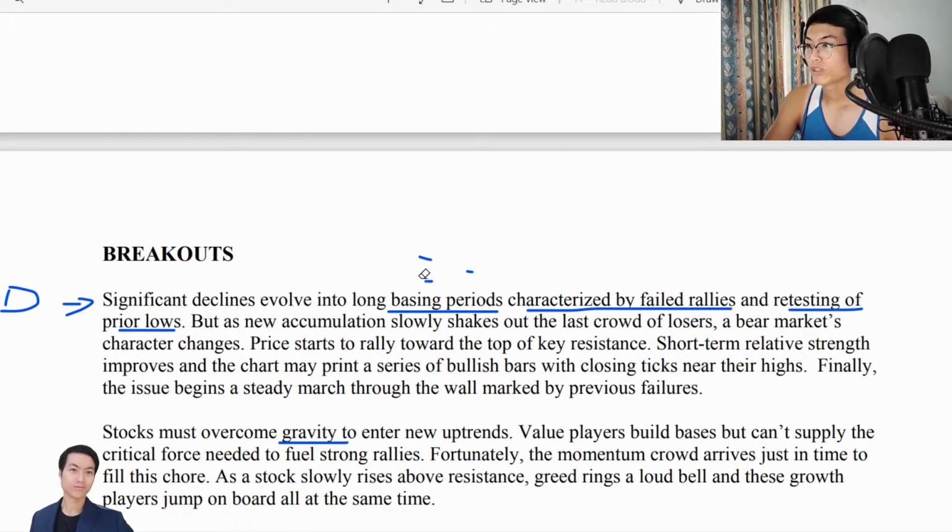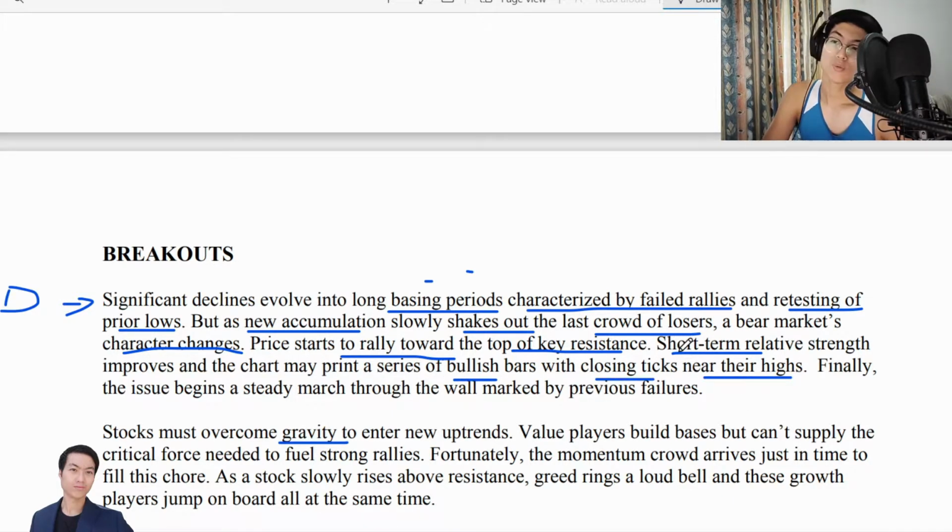But as new accumulation slowly shakes out the last crowd of losers, the bear market character changes. The price starts to rally towards the top of a key resistance. Short-term relative strength improves, and the chart may print a series of bullish bars with closes near their highs. So what does this mean? Let me annotate it out again.